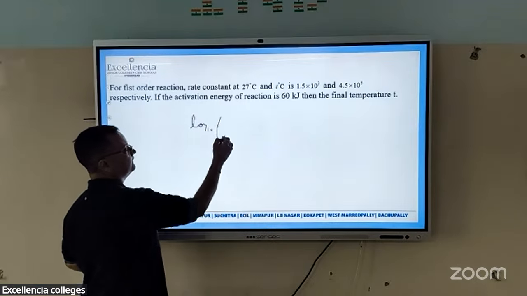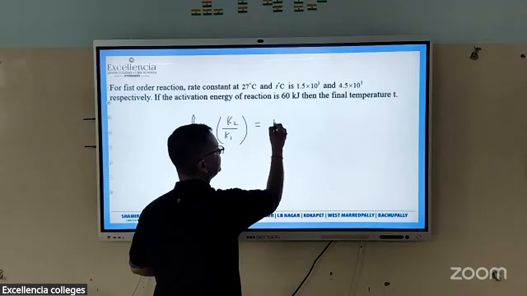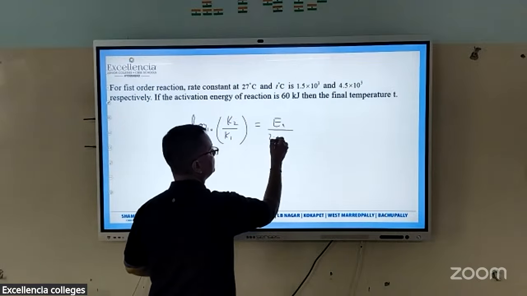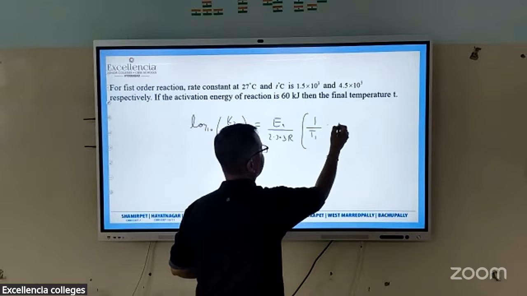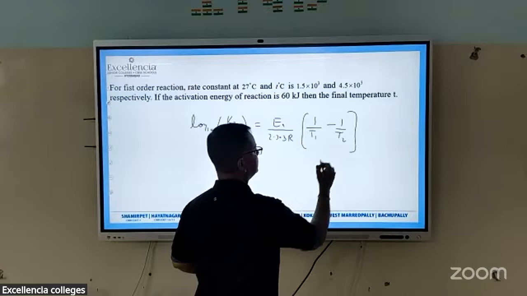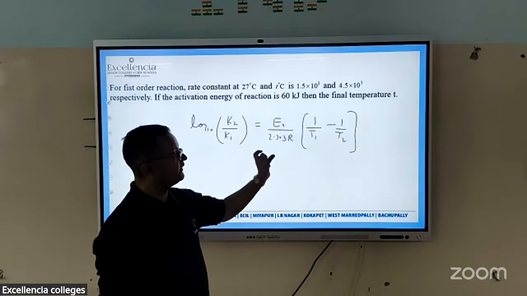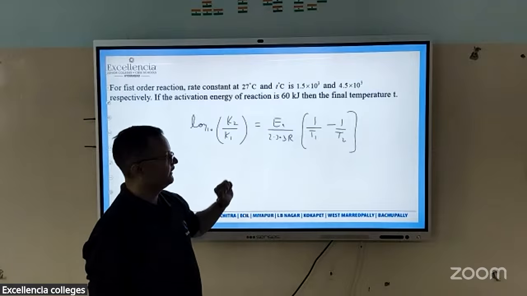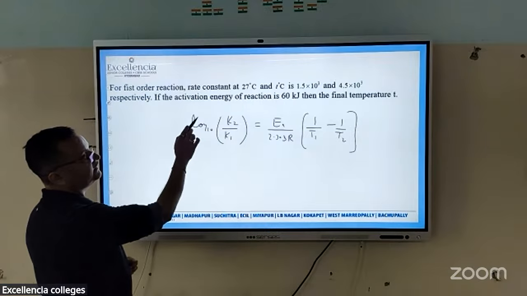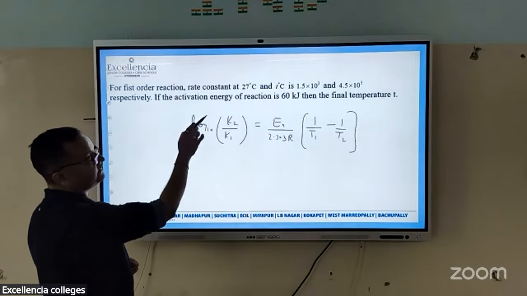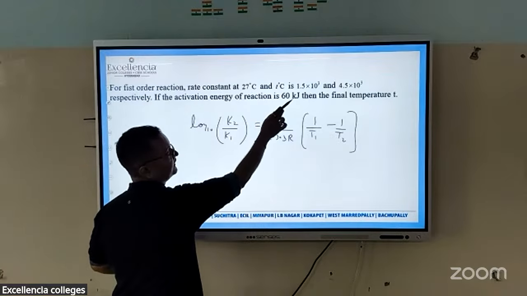log10 K2 by K1 equals E by 2.303 R into 1 by T1 minus 1 by T2. Correct? Because here the temperature is varying, so we should apply this form of the Arrhenius equation. Now, K is given at one temperature and at T degrees K is given, so we will take this as T1, this is T2.